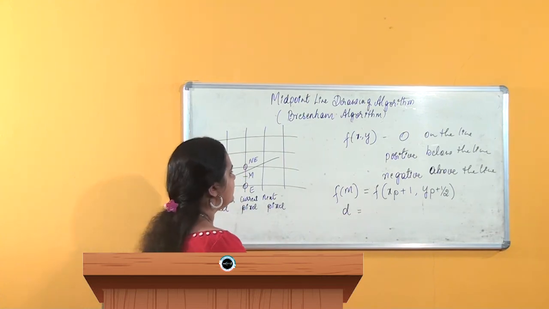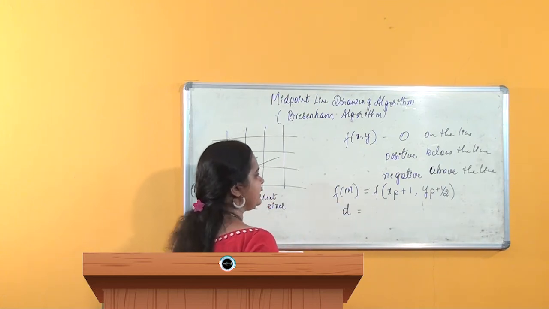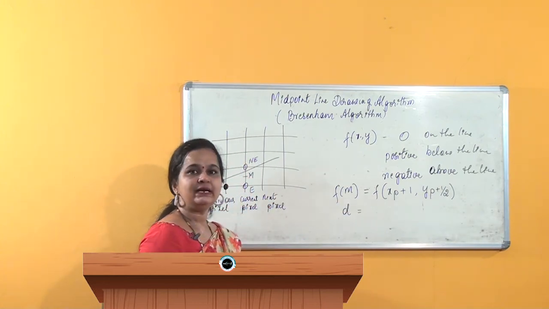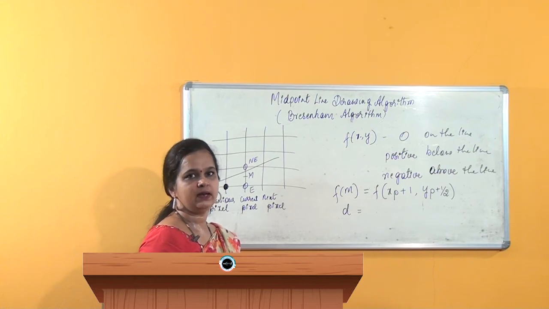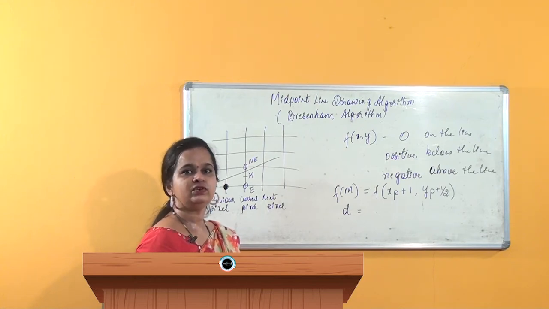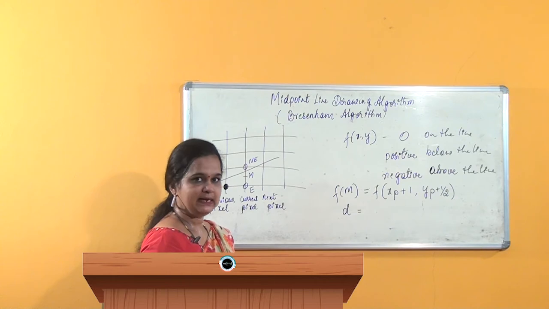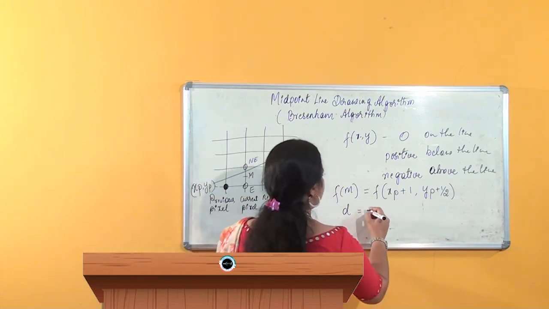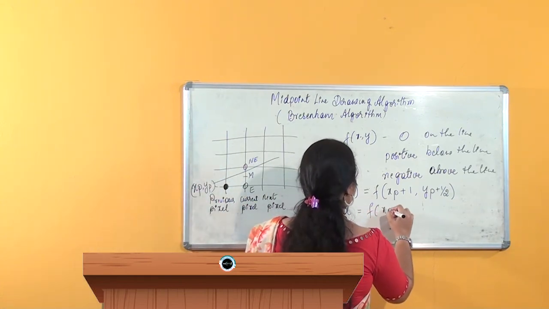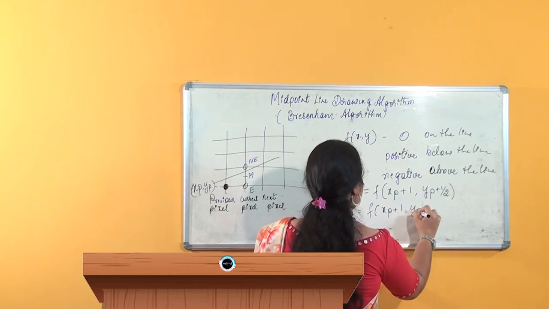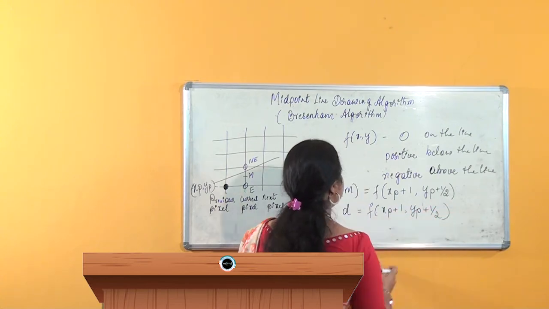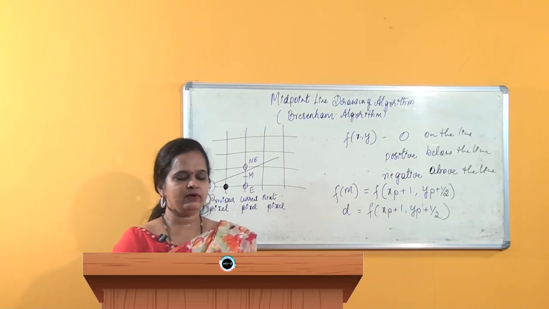So therefore this is f of m, at which I am calculating this function value. That value which I get, I will call it the decision variable, and it is denoted as small d. So d is equal to f of xp plus 1, yp plus half. So this is the decision variable.